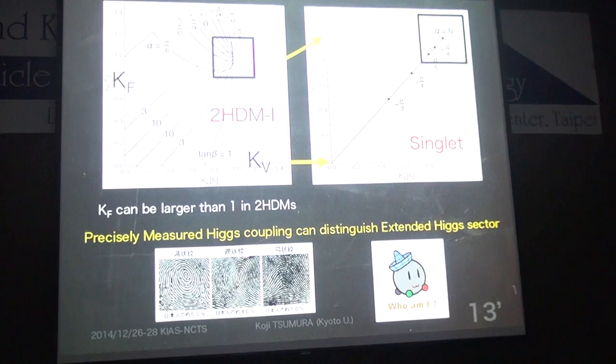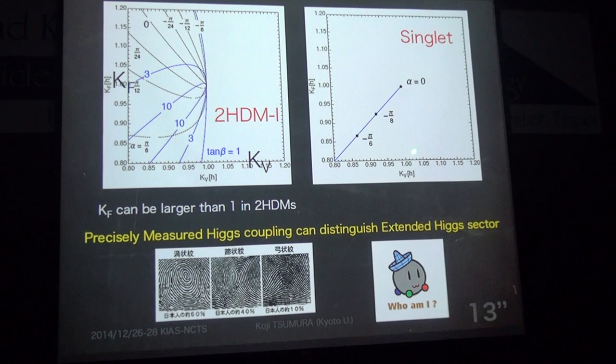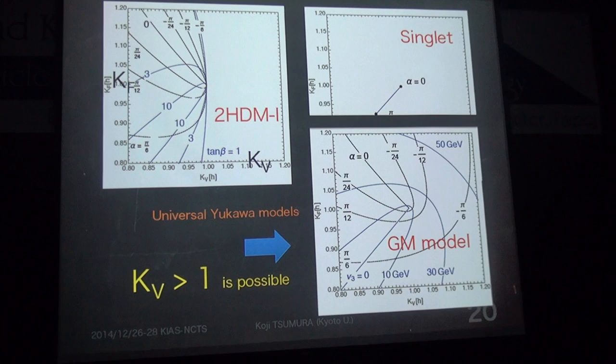Okay, so let me compare with other models. This is singlet and triplet, and first I enlarge this section. Now I pin down some more detail of the Higgs coupling. This is from 0.8 to 1.2. And this is the singlet extension and two-Higgs-doublet model extension. Again, the two-Higgs-doublet model cannot make kappa V larger than 1. This is a prediction. But if we consider the Georgi-Machacek model, on this scale everything is the same, and here is the standard model. So in this case, kappa V factors clearly show that they can be larger than 1.